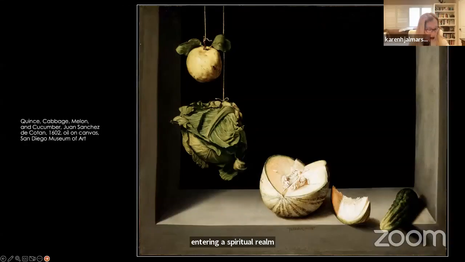I have a minute or two. I do want to remind us that this beautiful work is in the San Diego Museum of Art. This is a work by the great Juan Sanchez de Cotan. Sanchez de Cotan was a little bit earlier than Zurbaran. He was a predecessor, a pioneer of realism.